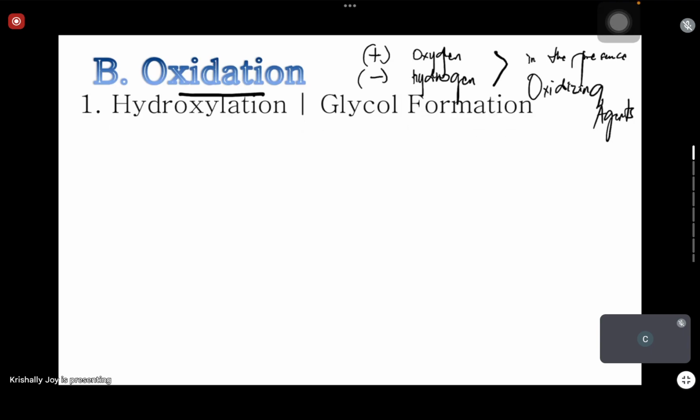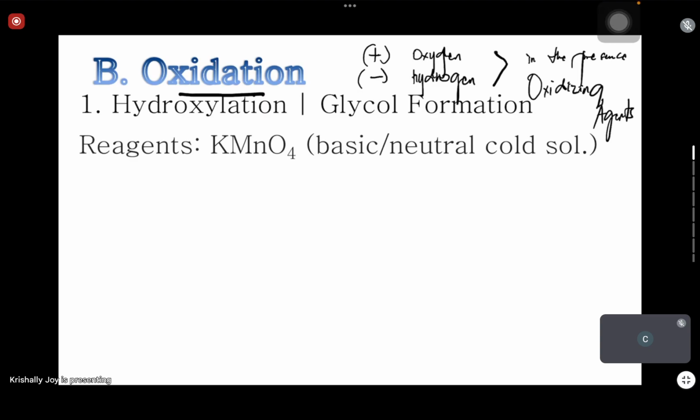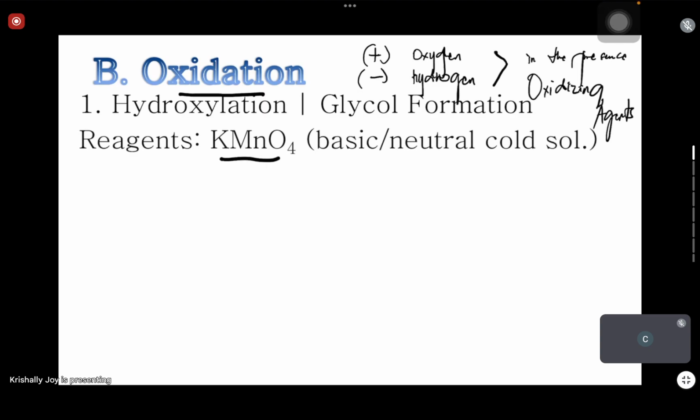So we have two types of oxidation reaction that alkenes undergo. We have hydroxylation, or also known as glycol formation, and the other one is oxidative cleavage. Kapag hydroxylation class, the reagent you may use is potassium permanganate, and hydroxylation happens kapag ang alkenes is being added with a cold solution or a diluted, neutralized solution na basic ang environment.